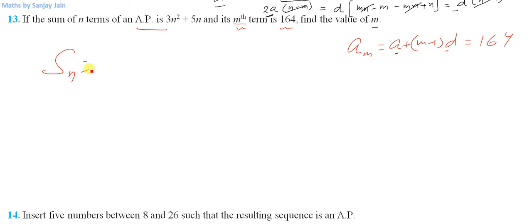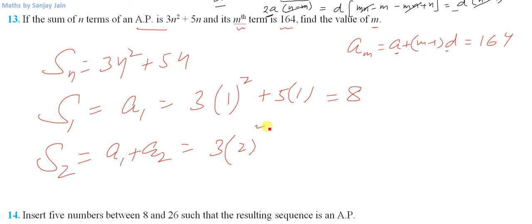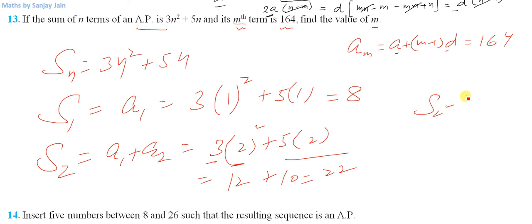So sum of n terms is given as 3n squared plus 5n. So I can say first term, or S1, is equal to 3 into 1 squared plus 5 into 1, that is 8. This is the first term. Now what about the common difference? To find common difference, you will find S2 first, which will be A1 plus A2, which is 3 into 2 squared plus 5 into 2. So this is 4 into 3, 12. This is 10, 22. If I subtract S2 minus S1, I will have A2, which is equal to 22 minus 8, 14.